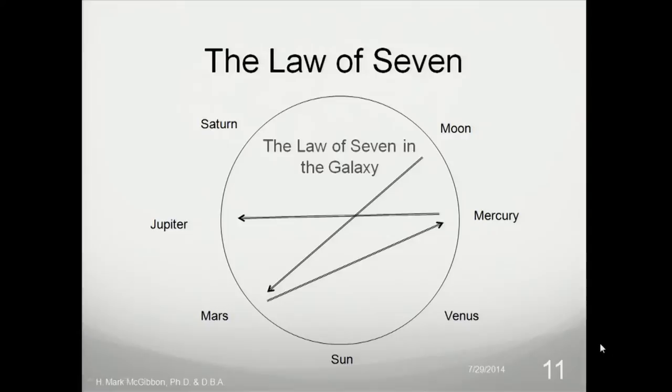So just when presenting this, when I was developing this presentation today, I had to limit the scope of all the things that we use the law of three and law of seven. Okay. So the law of seven, one of the things I found interesting is you go around and you say, in the galaxy, you have the moon, Mercury, Venus, Sun, Mars, Jupiter, Saturn. There's a law of seven. So that's what the ancients looked at.